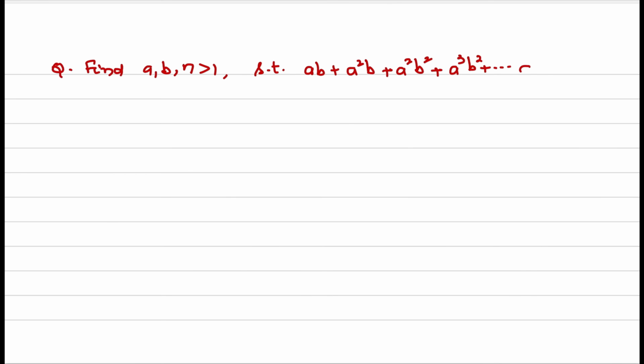What is the question given here? Find a, b and n greater than 1 such that ab plus a square b plus a square b square plus a cube b square plus up to a to the power of n into b to the power of n is equal to 570075, a 6-digit number. Let us try to solve this question.